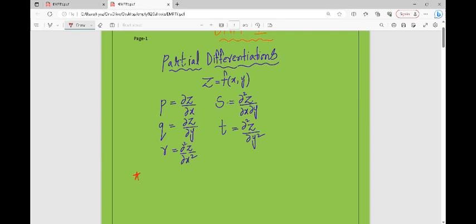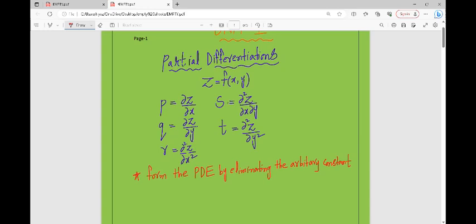From the partial differential equations, here I am writing question 1, okay. See, form the PDE. It means partial differential equation, by eliminating the arbitrary constant.